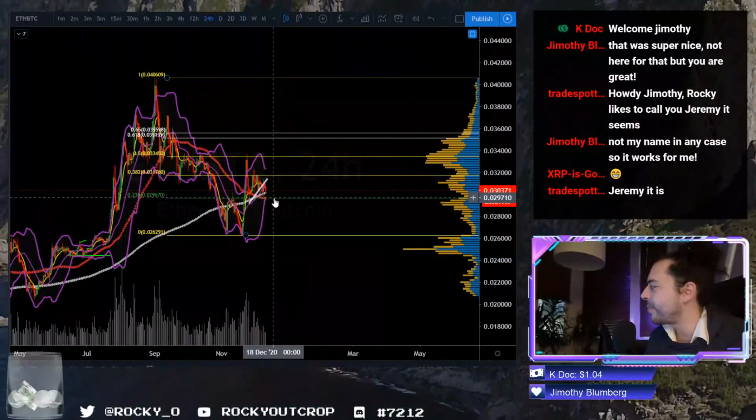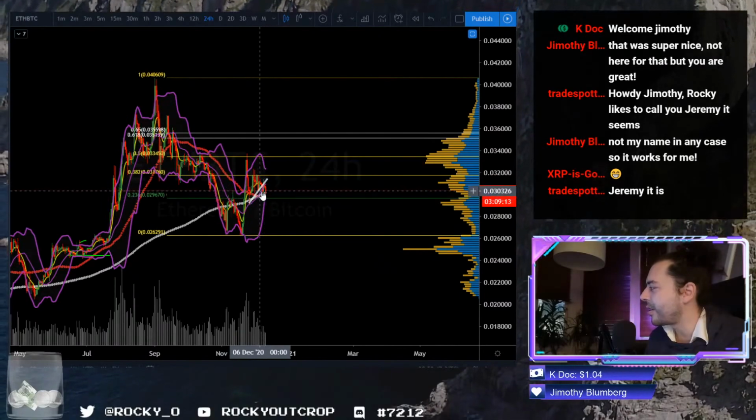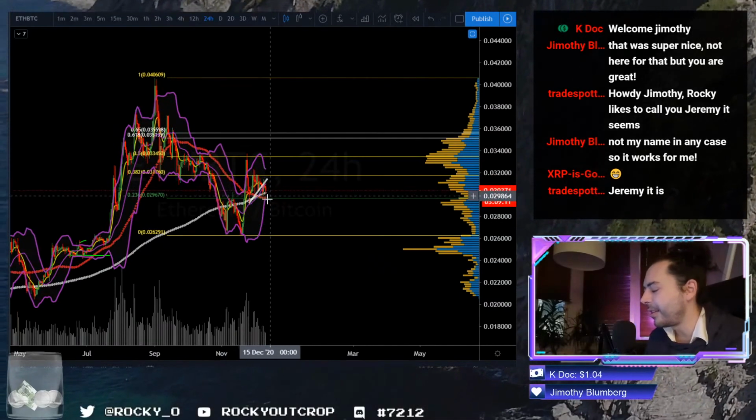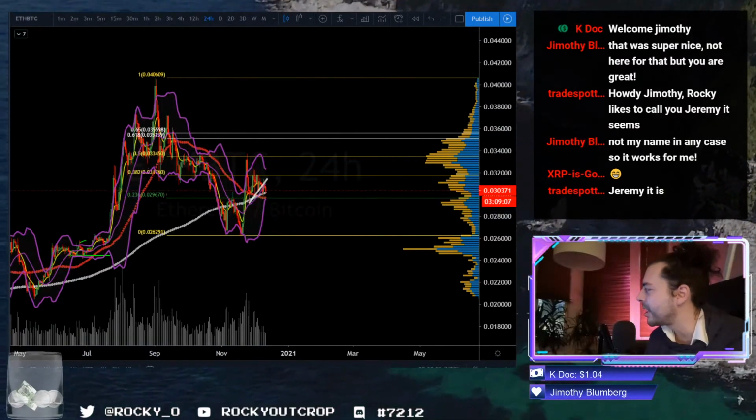So far, sustaining price movements above the 236. We're seeing this death cross having happened here, but with the relationship that the price has to the moving averages. Now, we're not seeing the moving averages cross over.